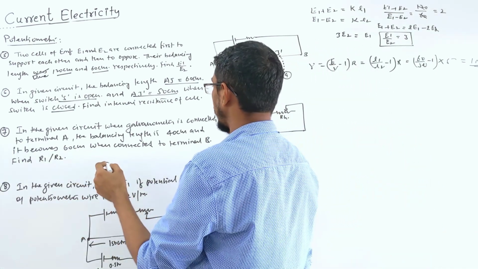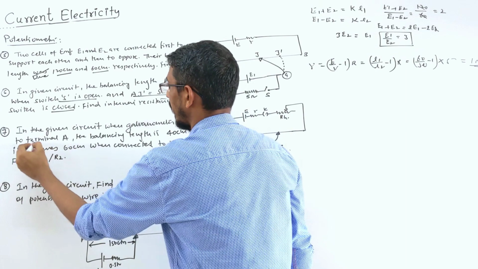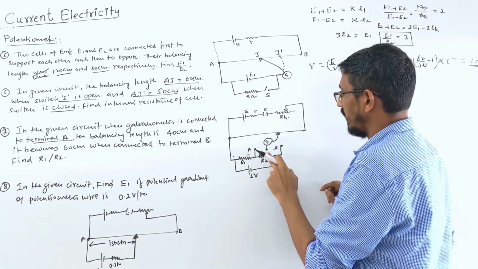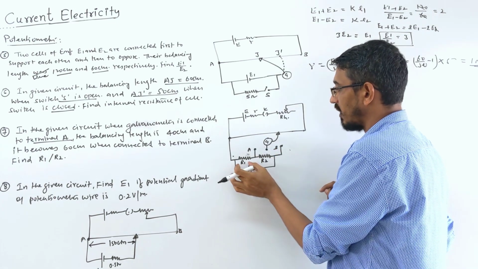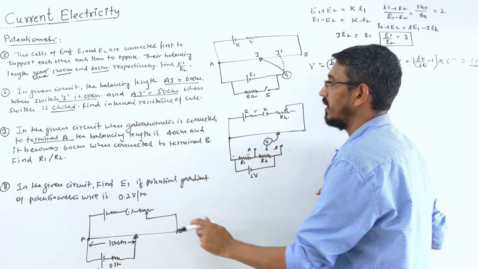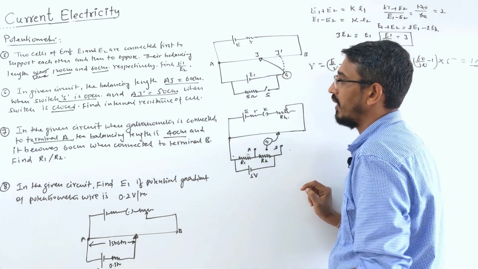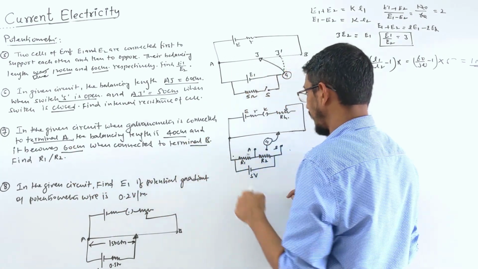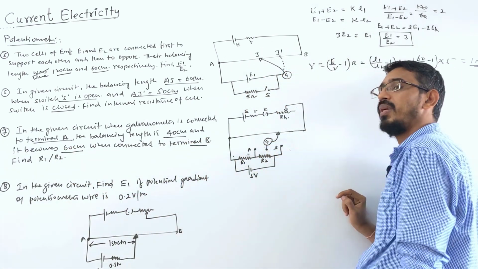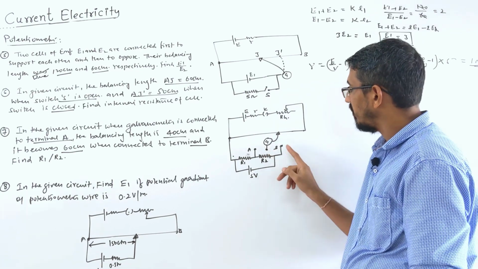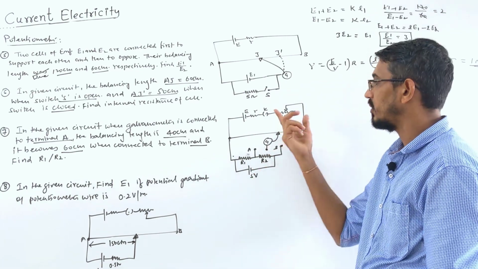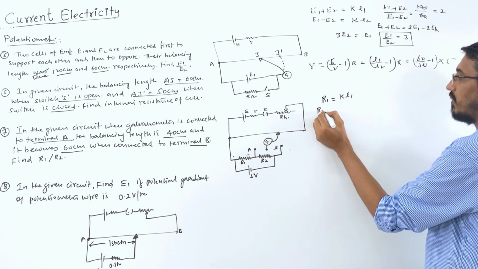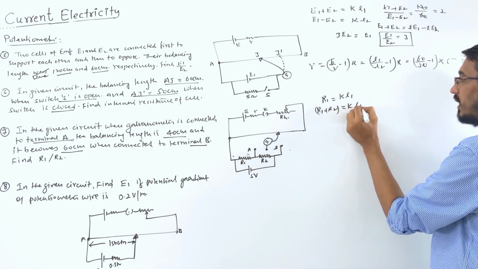Let's see. In the given circuit, the galvanometer is connected to terminal A. So watch the circuit here. When this galvanometer is connected to terminal A, only R1 resistance will be connected in this circuit, right? The balancing length is given 40 centimeter, and it becomes 60 centimeter when connected to terminal B. When I connect to terminal B, both resistances are in series and both are included in the circuit. So when you connect R1, it should be balanced against some length L1. Second time R1 plus R2 should be balanced against some balancing length L2.